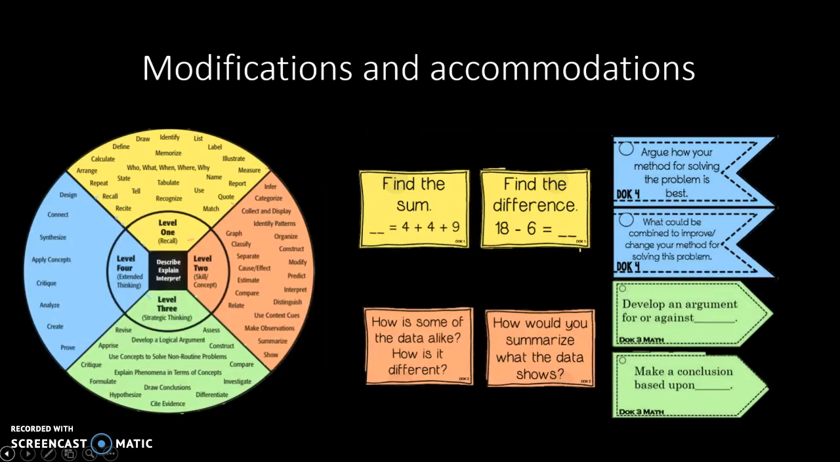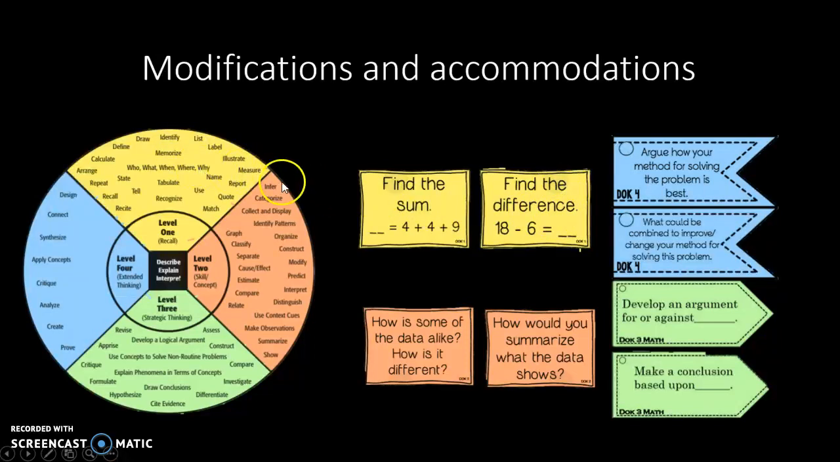So next, we're going to look at DOK. And this right here is a DOK chart. What I did was I color-coded them by levels. So yellow is DOK 1, orange is DOK 2, blue is DOK 4, and green is DOK 3. If you look here, it says find the sum. Now in DOK 1, if we look closely, we can see that it says finding the answer. So finding the sum or identify. And then this one says find the difference, same as identify.